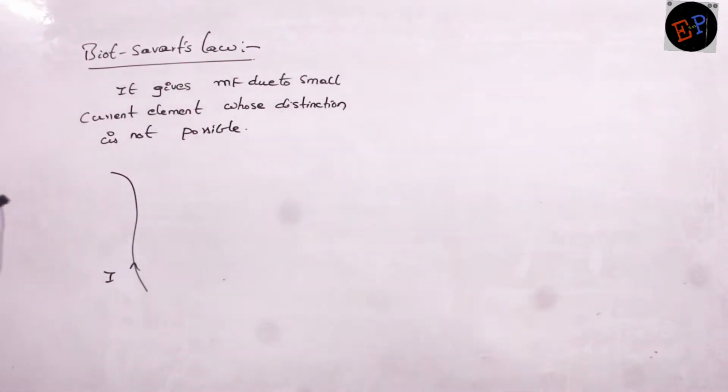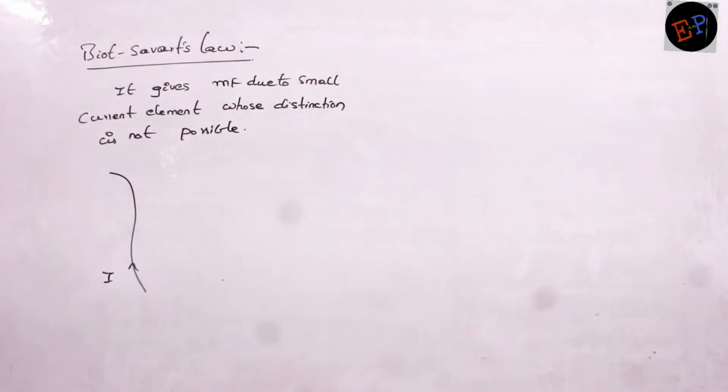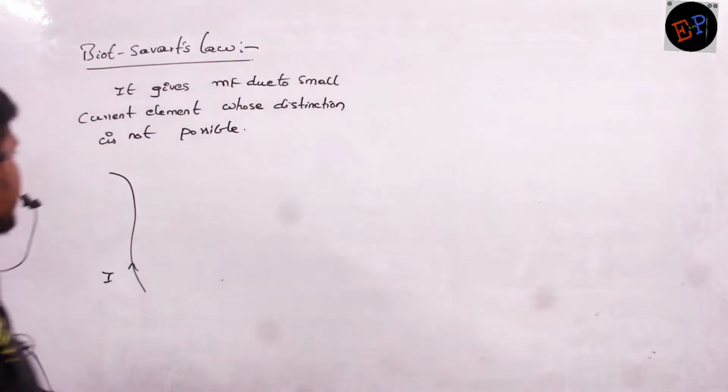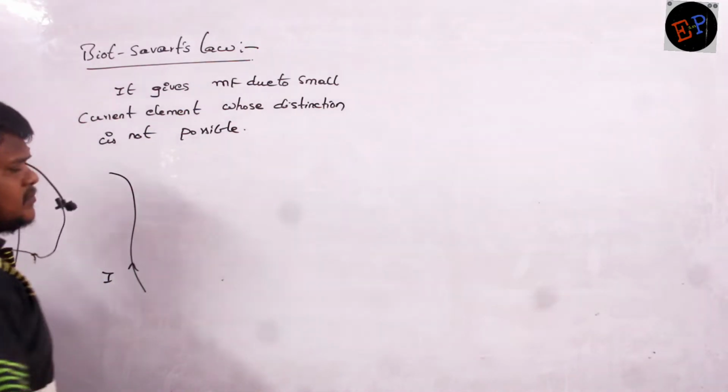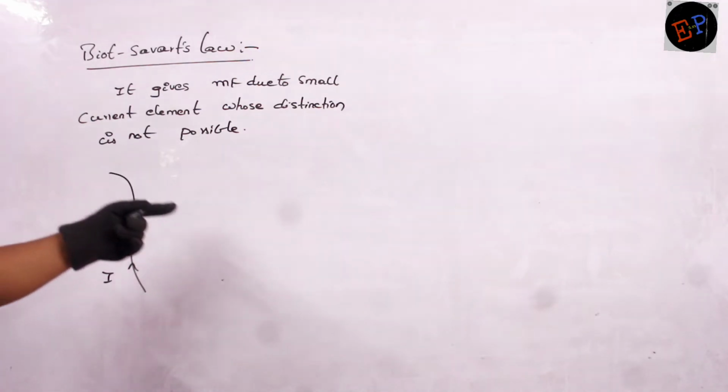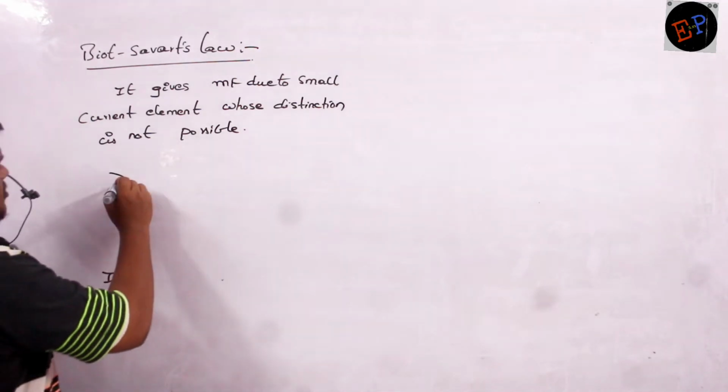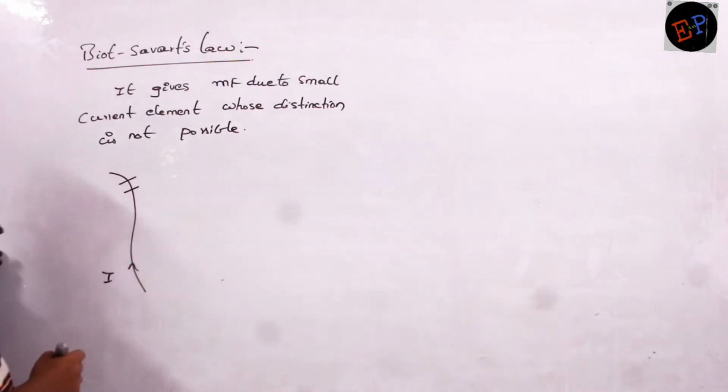Okay, SIMA. So we are studying Biot-Savart's law. What is Biot-Savart's law? See, it gives the magnetic field because of a small current element. Small current element means here, this is a small element of a wire, and this is the total wire.